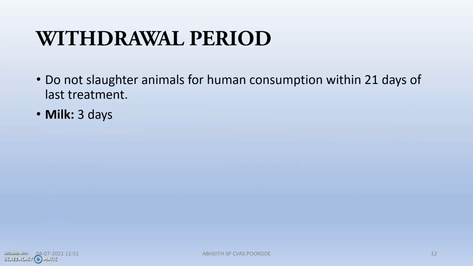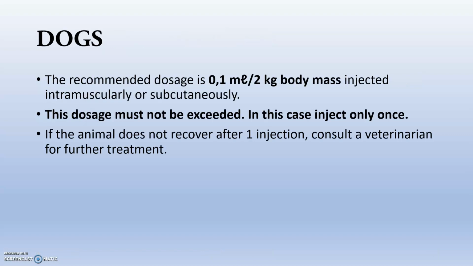The withdrawal period will be 3 days in the case of milk and 21 days in the case of animal meat. In the case of dogs, you should always go for 0.1 ml per 2 kg body mass. Keep it in mind, 0.1 ml per 2 kg.